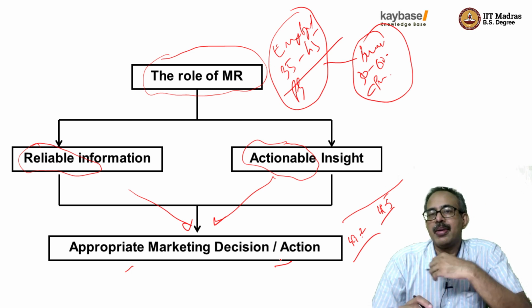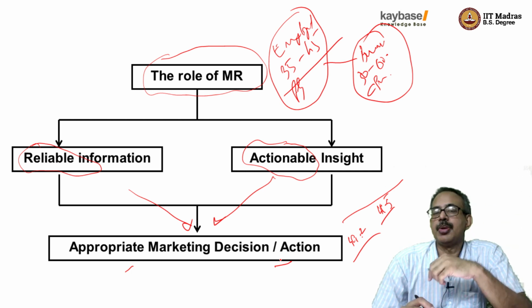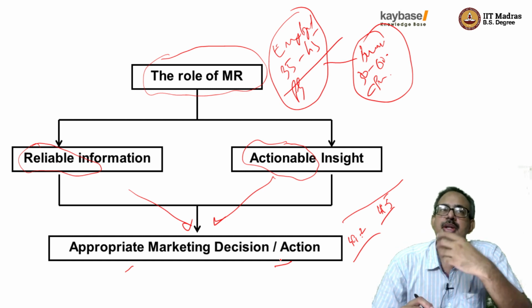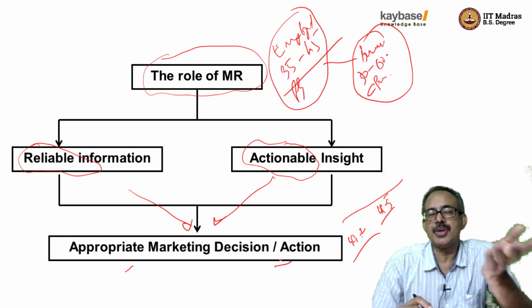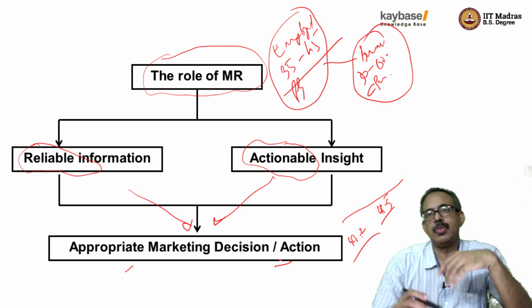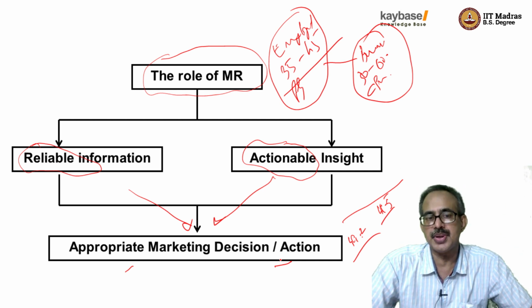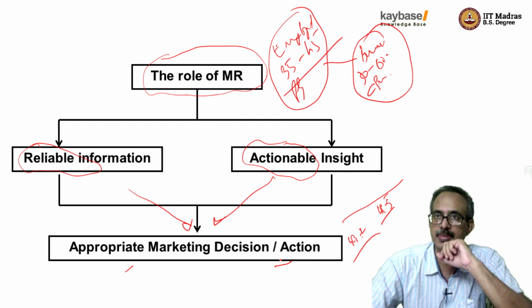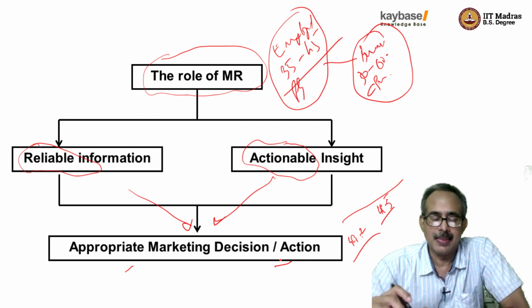It may be to increase advertising, it may be to change the brand name, it may be to change the packaging, it may be to reduce the price of the product, it may be to change the kind of advertising we're doing. Whatever, the appropriate action will be suggested from the kind of data that comes. Right? Let's go forward.